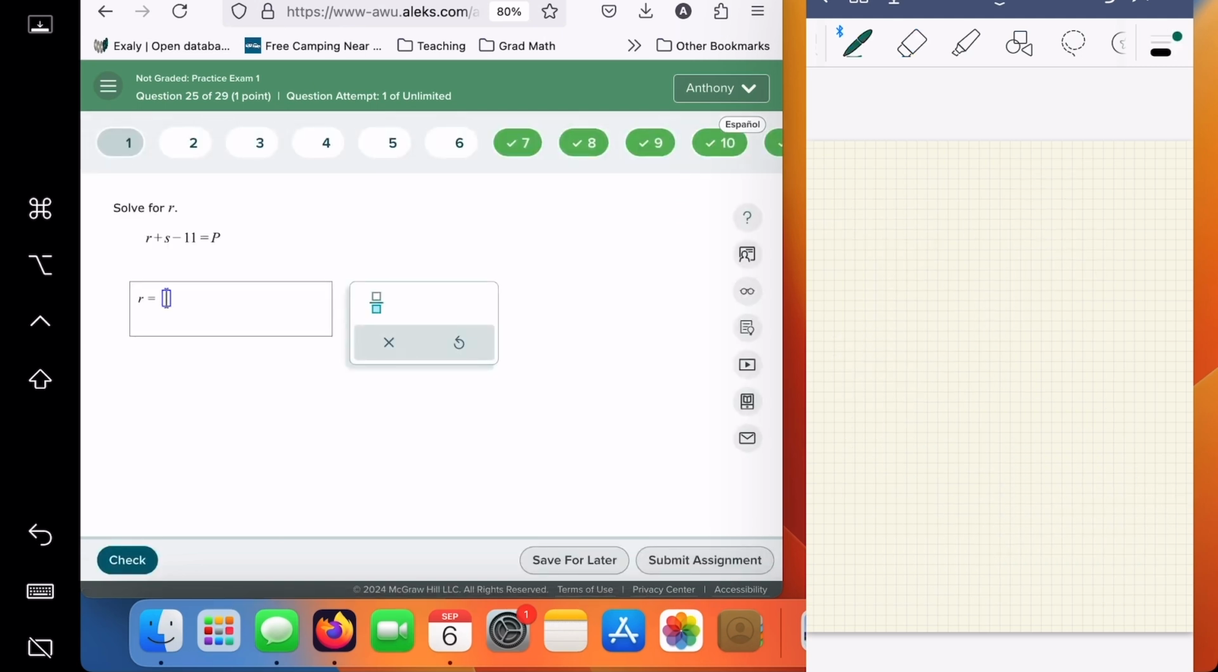All right, solve for R. So look, S is just a number, so treat it like a number. Okay, P is also just a number, so treat it like a number. So let's add 11 to both sides. And while we're at it, let's also just subtract S minus S. R is equal to P plus 11 minus S. P plus 11 minus S. Check.